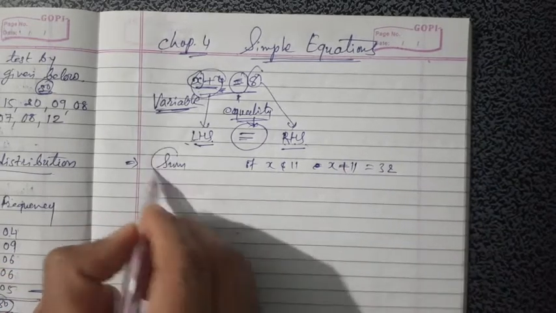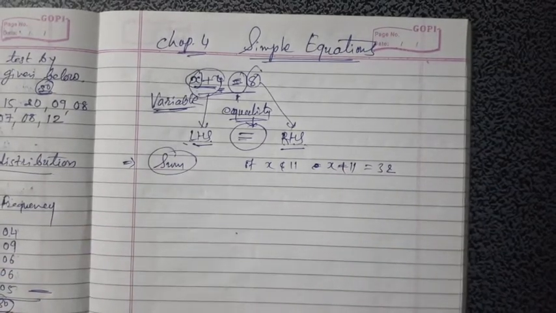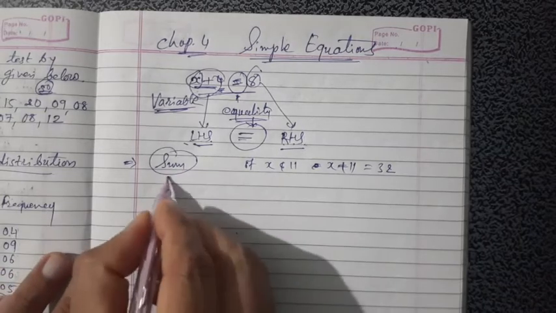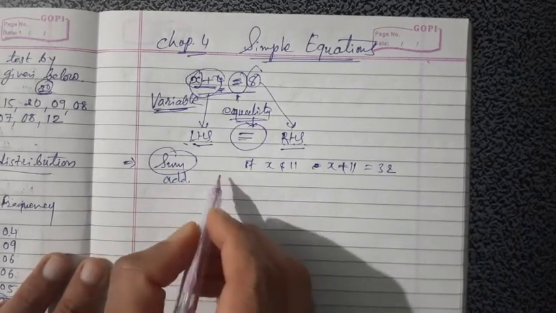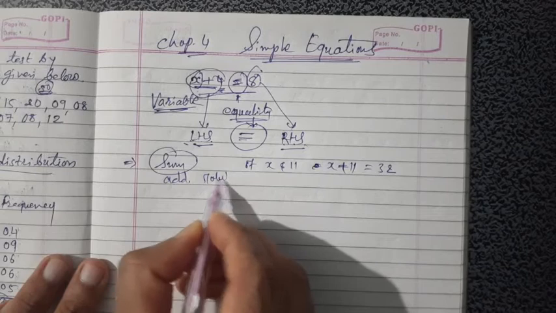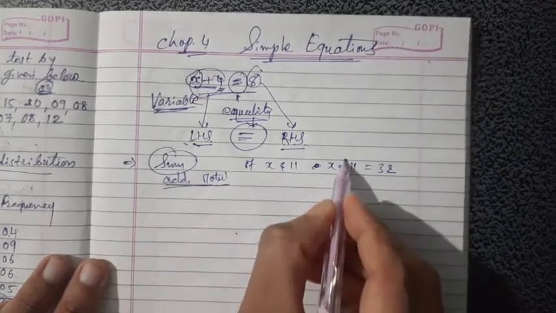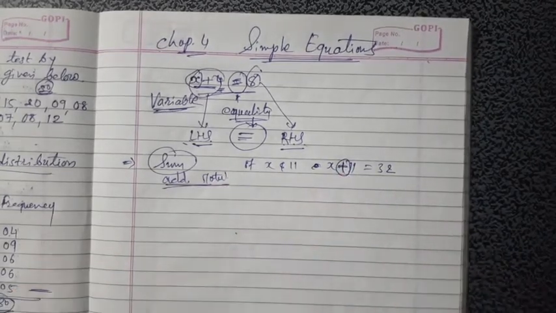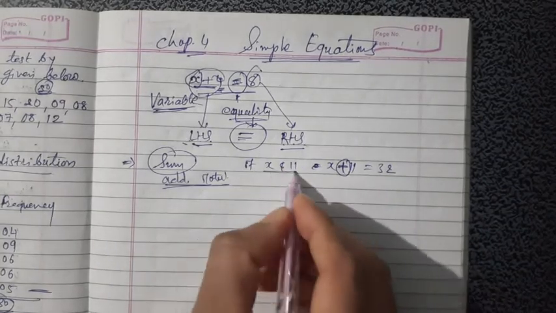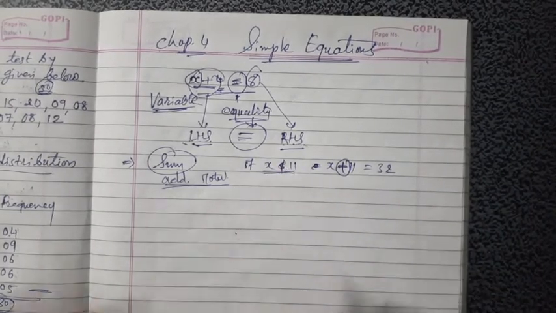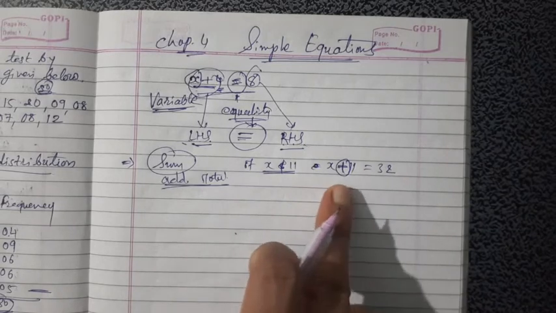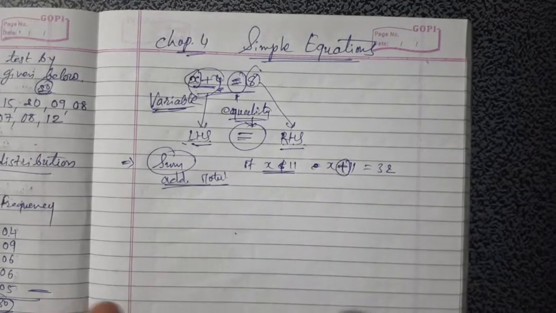Okay, so here what is the word? Sum, otherwise addition, add, or total. These types of words are there. At that time, what to do? Put a plus sign between those two variables or numbers. Between them you just put a plus sign, means you just add those two numbers.